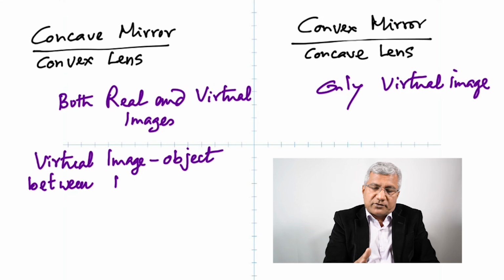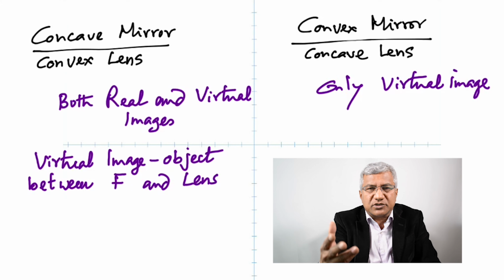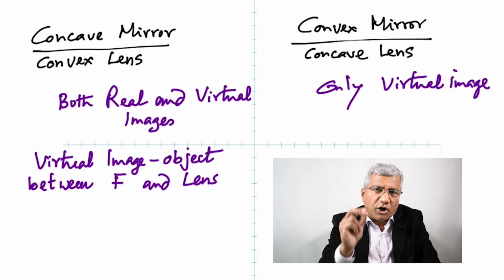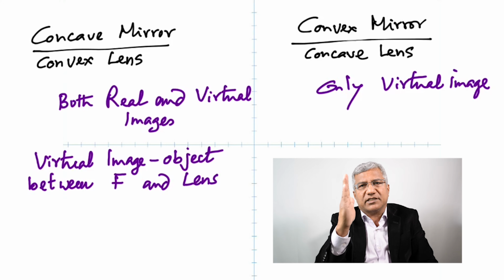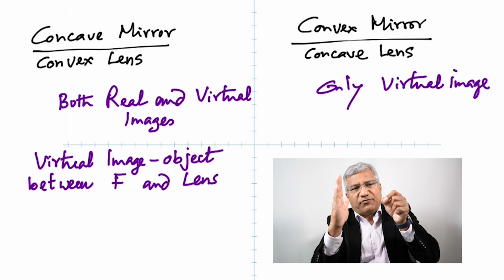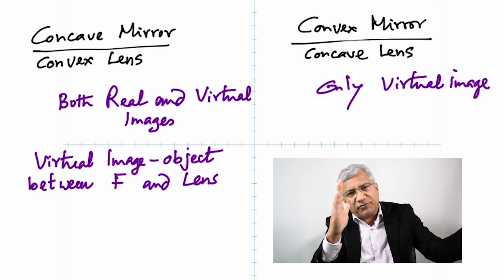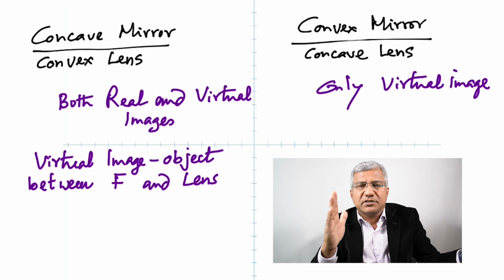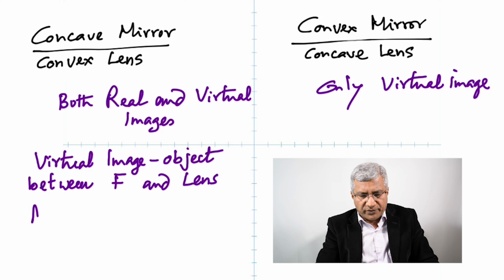When does the concave mirror and the convex lens produce a virtual image? It's when the object is between the focal length and the lens. So if this is the convex lens, and this is the focus of the lens, if you have the object anywhere here between the lens and its focus, then you get a virtual image. Any point outside the focus, you're going to get a real image. That's true for both concave mirror and convex lens.